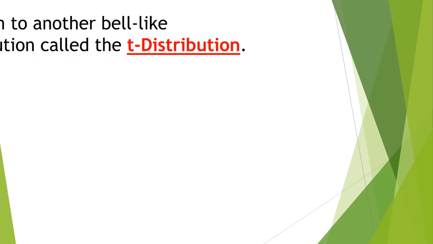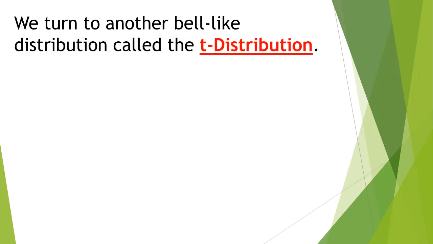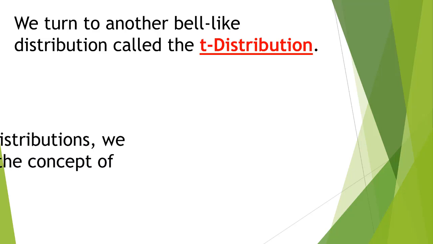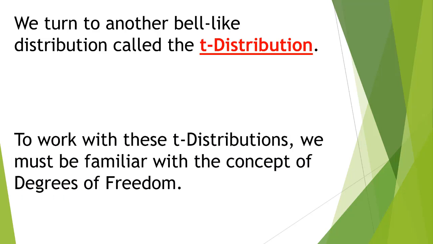Well, the whole thing revolves around something called the t-distribution. Now, we've looked at the normal distribution, and the t-distribution behaves similarly to that, but there are some differences. To be able to fully understand the concept of the t-distribution, we really need to define something called degrees of freedom. We've mentioned them in passing before, but we haven't really delved into what they're about.